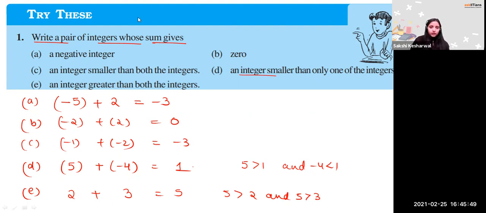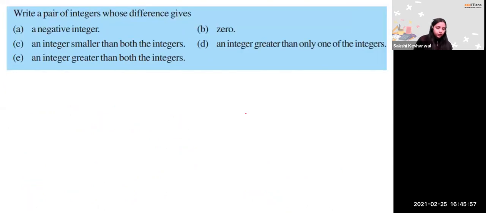Okay, so let's do the next question. It says to find the pair of integers whose difference is a negative integer. So you have to find the numbers whose difference is a negative integer. Again, you have to take the difference.